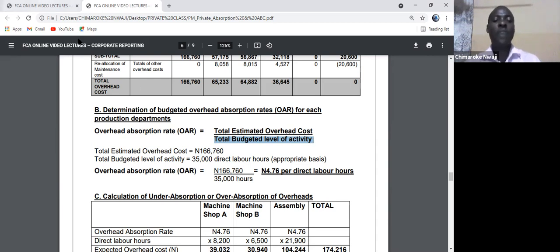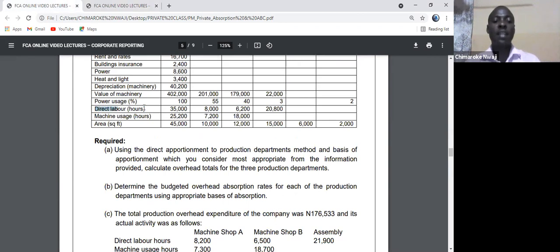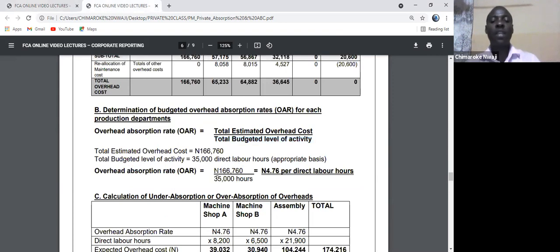And so where can we find the labor hours? If you look at it here, direct labor hours, we are told is 35,000 hours. So what do we do? We simply say 166,760 divided by 35,000 hours. And what we have here is 4 naira 76 kobo per direct labor hour. So this 4 naira 76 kobo is your overhead absorption rate. This is the rate you will use to measure how much each department is going to pay by way of overheads based on the labor hours.